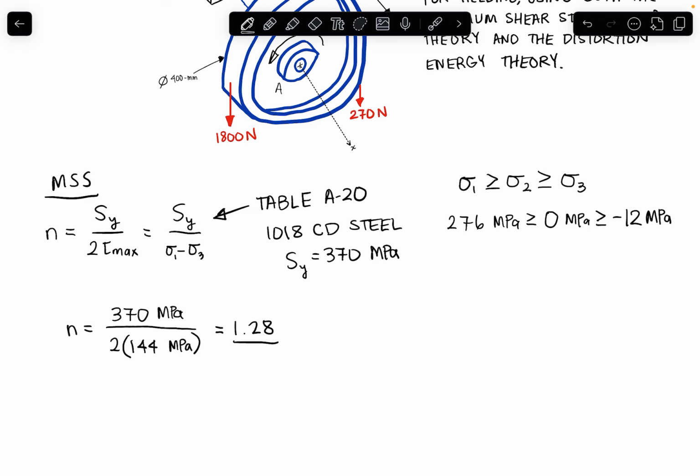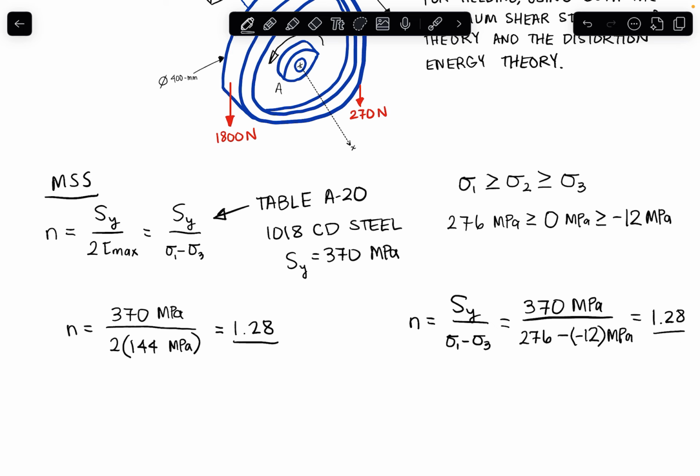But here it's sigma 2, and so if I now plug that in to this form of the maximum shear stress theory, then I'm going to find that 370 megapascals divided by 276 minus negative 12 megapascals is going to also be equal to about 1.28. Okay, so that's the maximum shear stress theory.